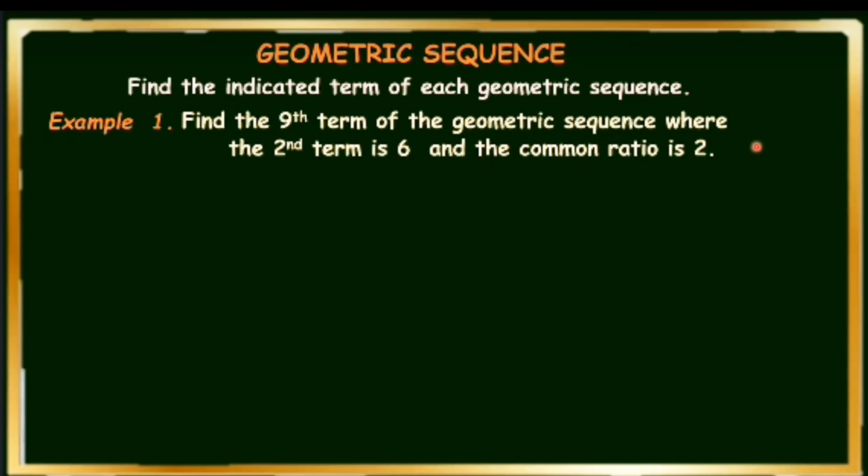Find the ninth term of a geometric sequence where the second term is 6 and the common ratio is 2. In this problem, we are given that a sub 2, our second term, is 6, the common ratio r is equal to 2, n is equal to 9 because we're looking for the ninth term, so we need to find a sub 9.